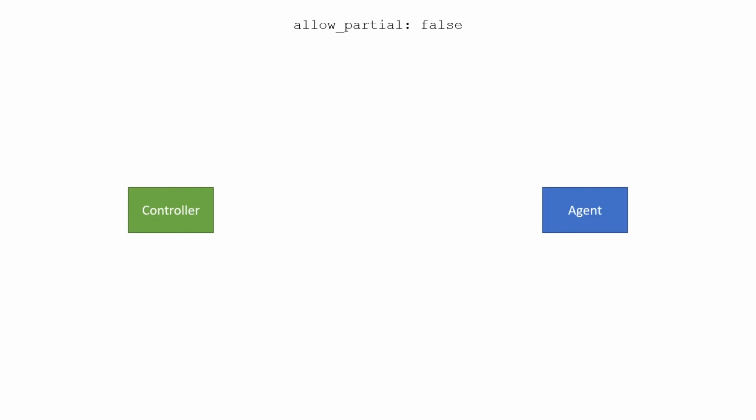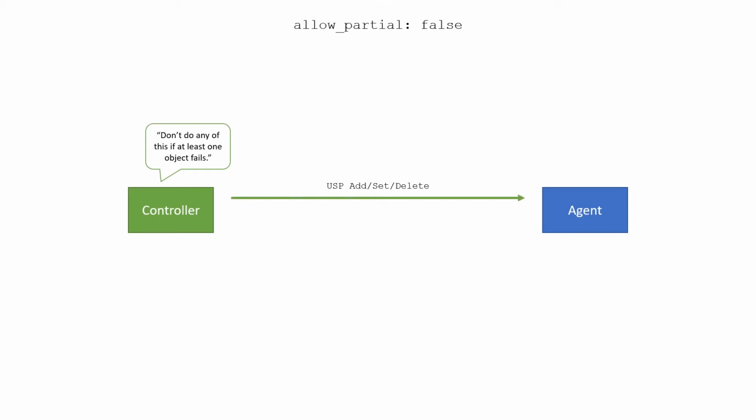The allow partial flag determines whether or not a message should fail if any of the individual objects that were requested to be created, updated, or deleted fail to do so. If it is set to false, the controller wishes the agent to apply no changes if any of the changes it requested fails. In these cases, the agent returns an error response to the add, set, or delete message.